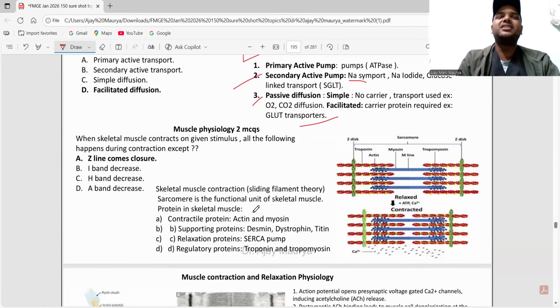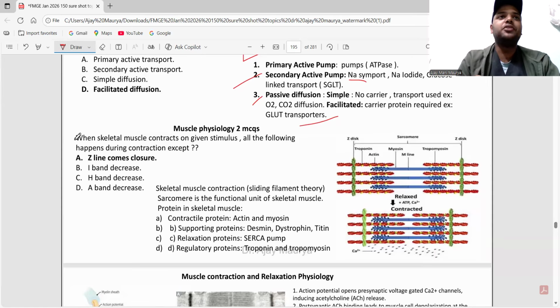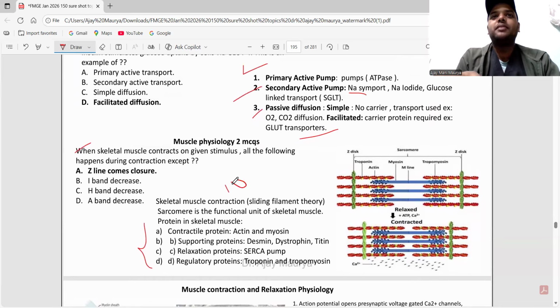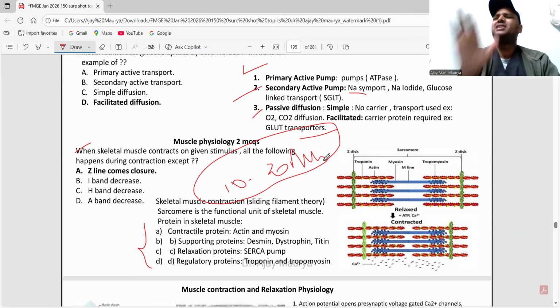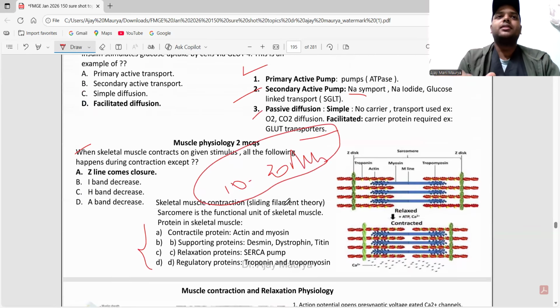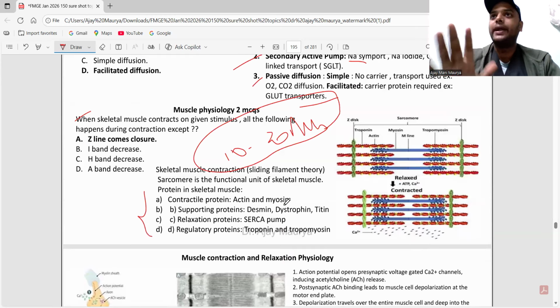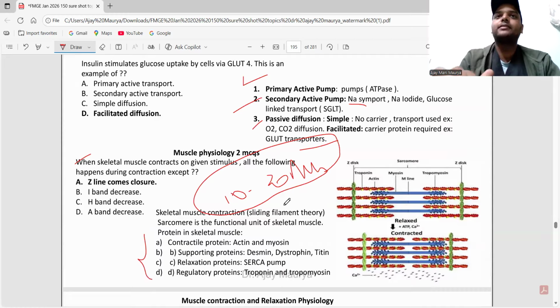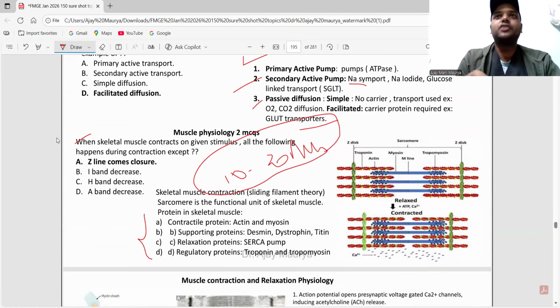Next is the muscle physiology. I'm not going to teach you here, but at least you have to remember this MCQ and these points. What is the contractile protein? Actin, myosin. Please try to spend 10 to 20 minutes searching on YouTube or Google about the muscle physiology. Please read this one. You will get 1 to 2 MCQs for sure. I'm not going to teach here because it is a very long topic. This is your task. Go ahead now and come back. After coming back, let's solve the question.